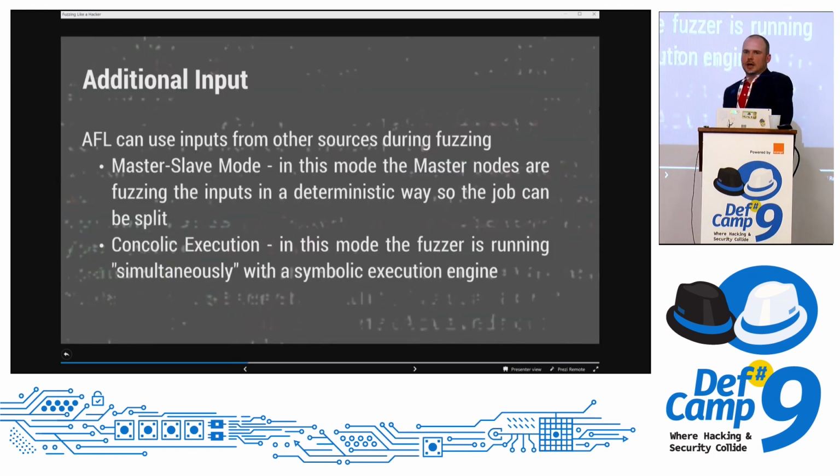Well, the other thing is you can add additional input while AFL is running. Here you have two interesting options. One is master-slave mode. AFL allows you to run in parallel, where one of the instances is running as master and the others as slaves, and they feed each other, which makes it more reliable. The other thing is something called concolic execution. This is a new approach where you use AFL in parallel with symbolic execution engines.